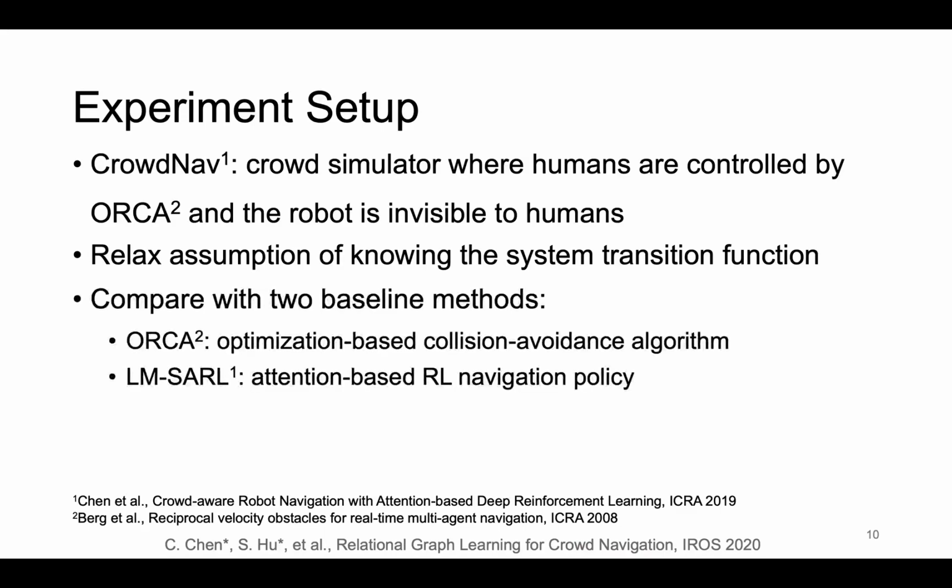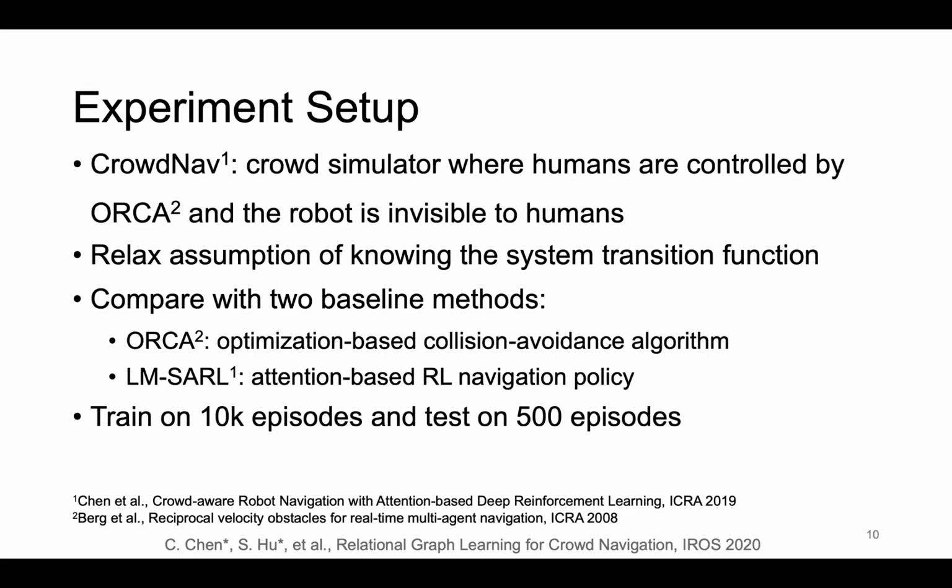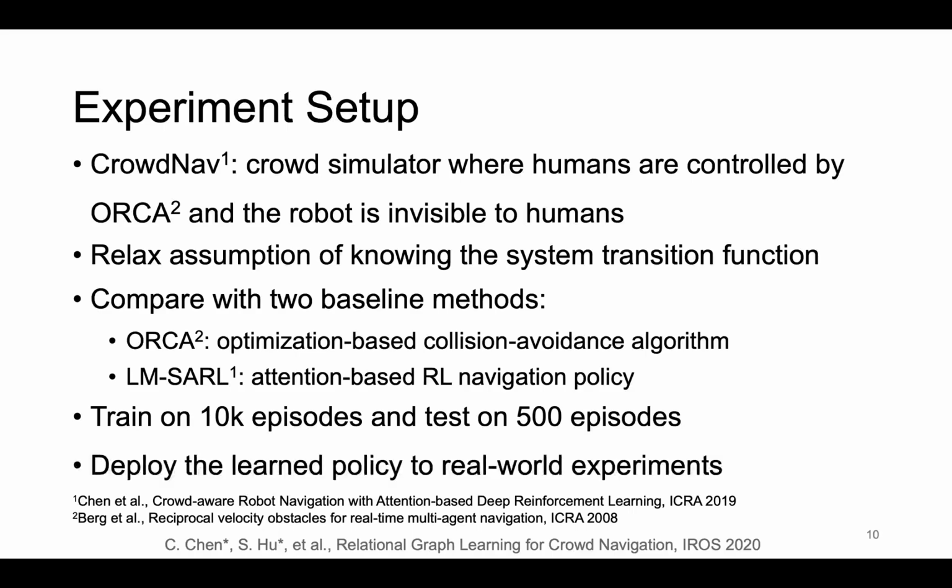We compare our proposed method to two baseline methods. The first one is ORCA, which is an optimization-based collision avoidance algorithm, and the second one is LM-SARL, which is an attention-based aerial navigation policy. We trained our model on 10K episodes and tested on 500 episodes. In the end, we showcase our learned policy on a real robot.